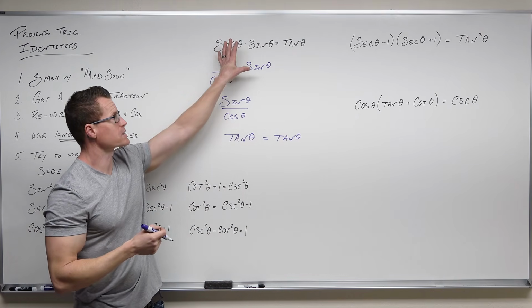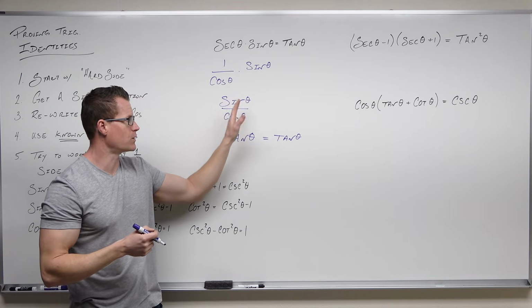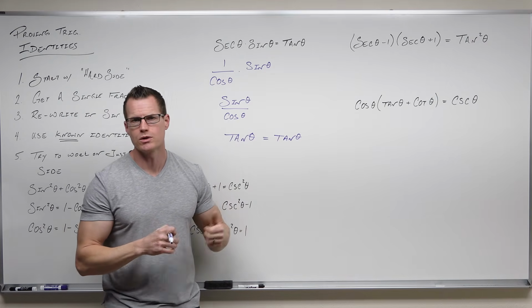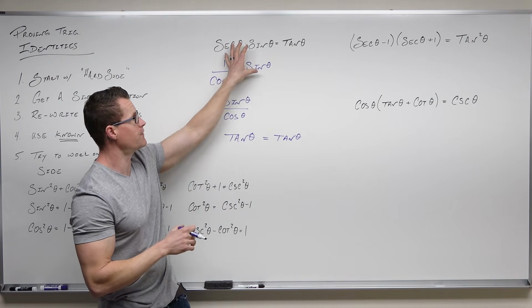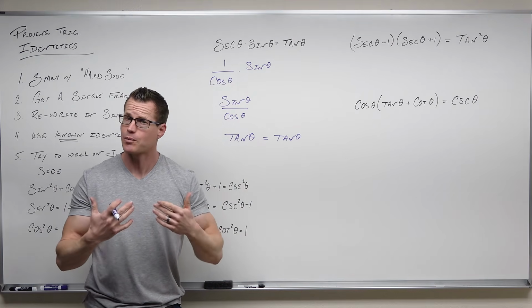So we started on one side. We used some identities. We wrote everything in sines and cosines, made one fraction. We used a known identity, and that satisfied what you're trying to show. It showed that this side eventually equaled tangent theta, which is exactly what we stated in the beginning. That's how a proof works.